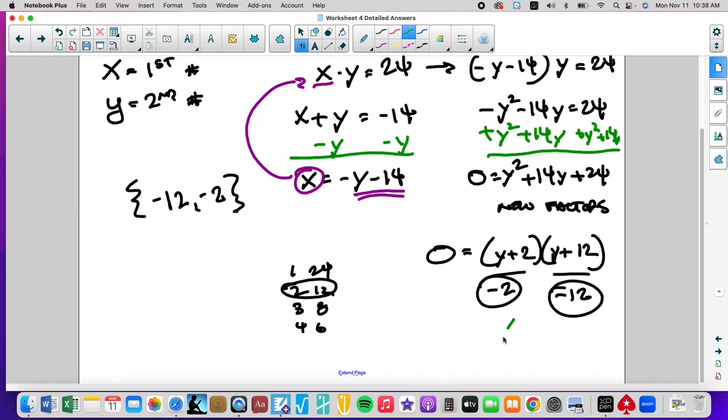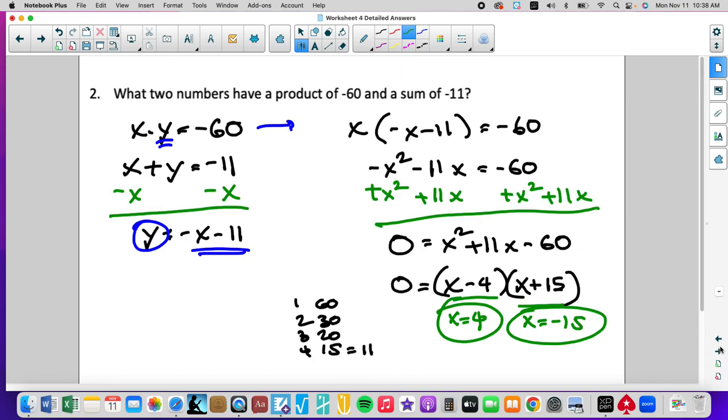Those are my y values. y equals this, or y equals this. When y equals negative 2, my x value equals negative 12. When my y value equals negative 12, my x value equals negative 2. Sorry about that. So when we plug it back into here, we have two situations.